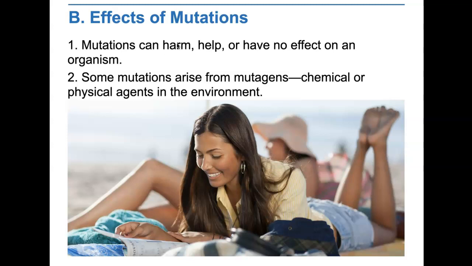Some mutations arise from mutagens, chemical or physical agents in the environment. Chemical mutagens include certain pesticides, a few natural plant alkaloids, tobacco smoke, and environmental pollutants. Physical mutagens include some forms of electromagnetic radiation, such as ultraviolet light and X-rays. If these agents interact with DNA, they can produce mutations at high rates.